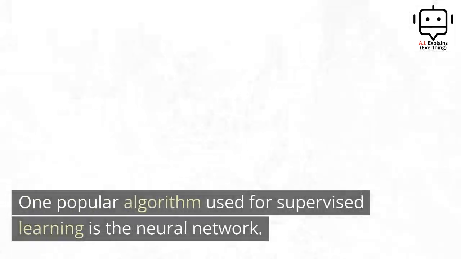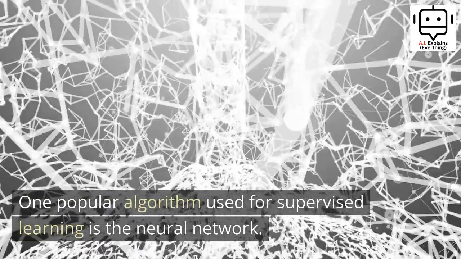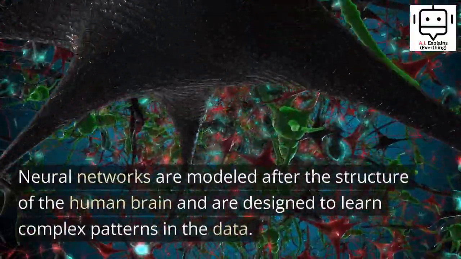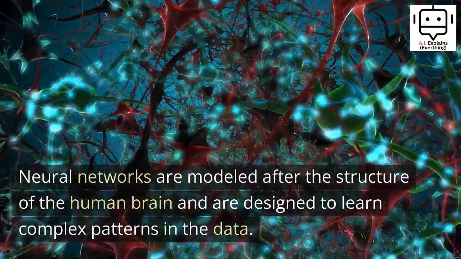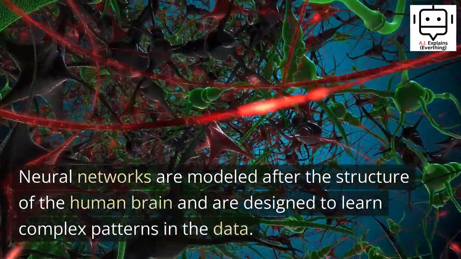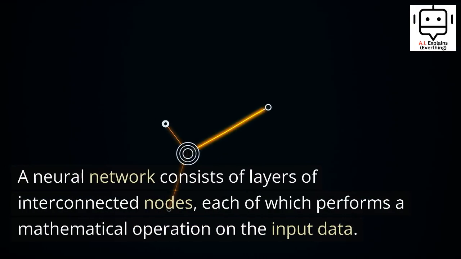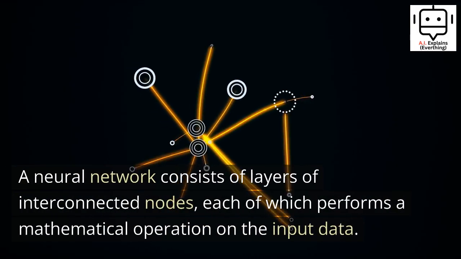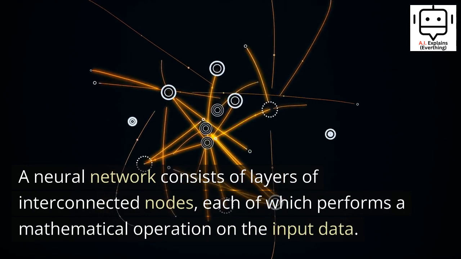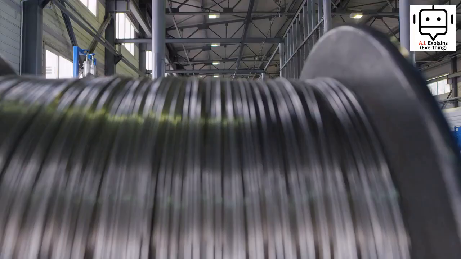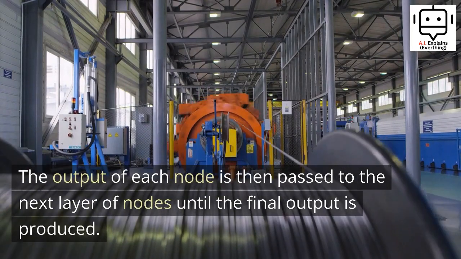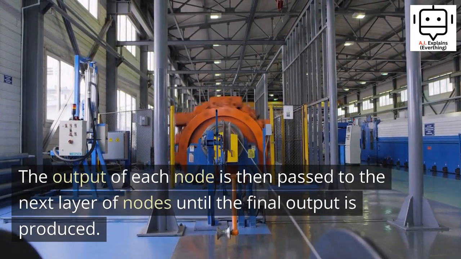One popular algorithm used for supervised learning is the neural network. Neural networks are modeled after the structure of the human brain and are designed to learn complex patterns in the data. A neural network consists of layers of interconnected nodes, each of which performs a mathematical operation on the input data. The output of each node is then passed to the next layer of nodes until the final output is produced.